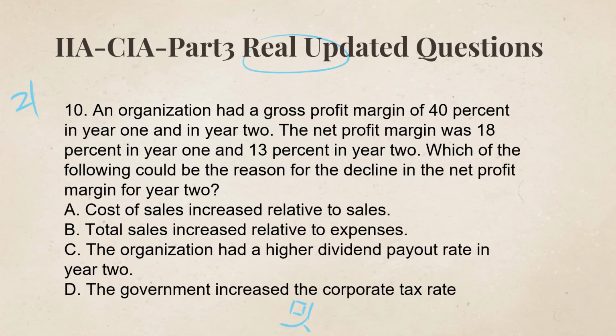10. An organization had a gross profit margin of 40% in year 1 and in year 2. The net profit margin was 18% in year 1 and 13% in year 2. Which of the following could be the reason for the decline in the net profit margin for year 2? A. Cost of sales increased relative to sales. B. Total sales increased relative to expenses. C. The organization had a higher dividend payout rate in year 2. D. The government increased the corporate tax rate.